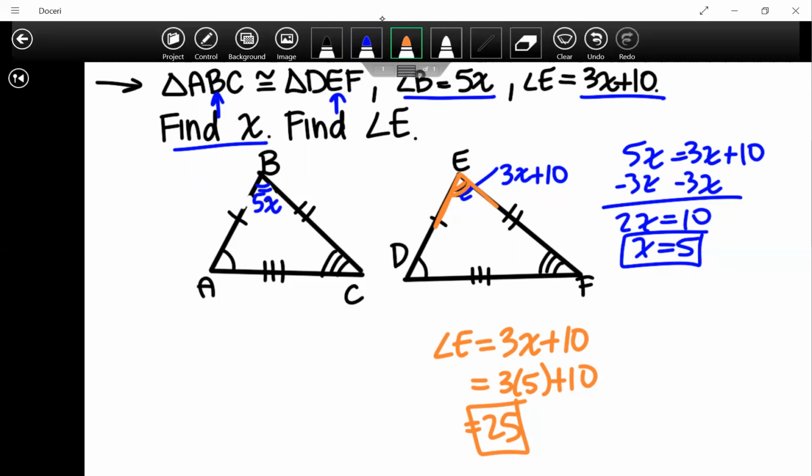Now, does that look like a 25-degree angle? No, it doesn't matter. We're just drawing it out. Devin: So doesn't that mean B equals 25? Yeah. Corresponding parts are congruent. Yes.